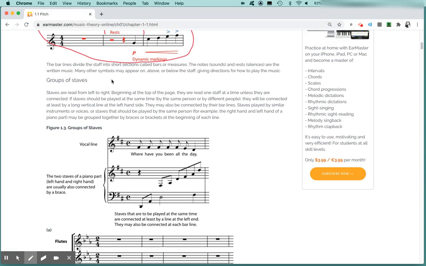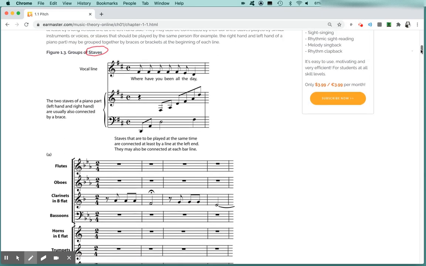So, groups of staves. Stave is the plural of staff. So we're going to talk about staves. Musical theater folks, this is the most common one that you will see. These two staves are the piano part. This is treble clef, bass clef, key signatures, time signature. Yes, that C is a time signature. And then this is the vocal line.